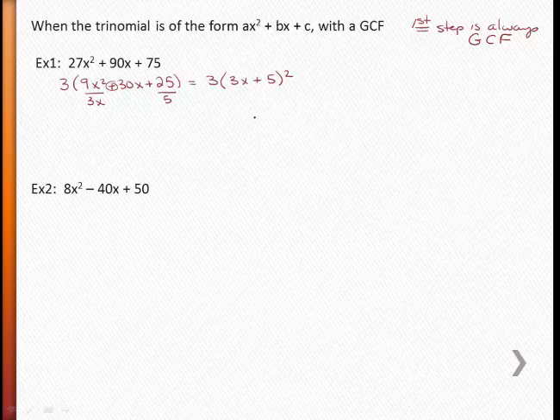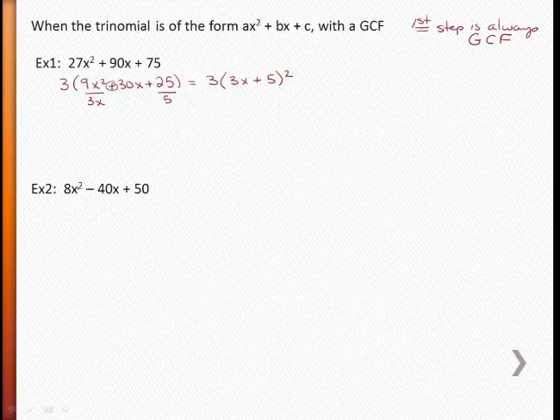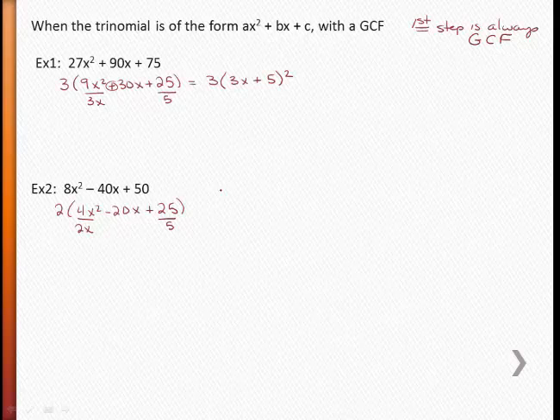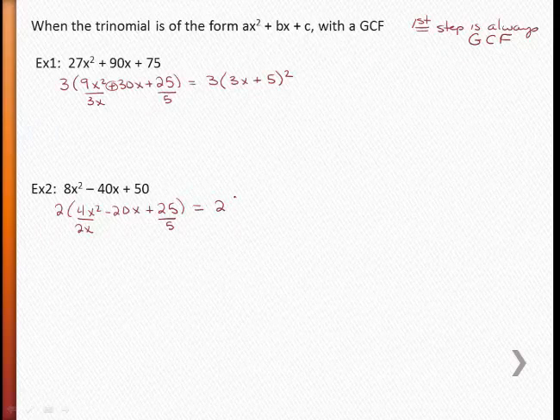Here I have 8x squared minus 40x plus 50. These will all divide by 2. Now I have some perfect squares, so I just double check to make sure it works. 2 times 5 is 10, times 2 is 20. So this will be 2 times 2x minus 5 squared.